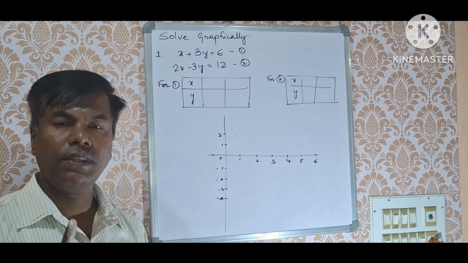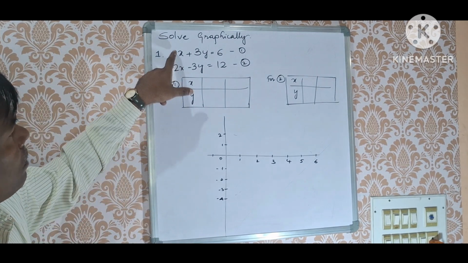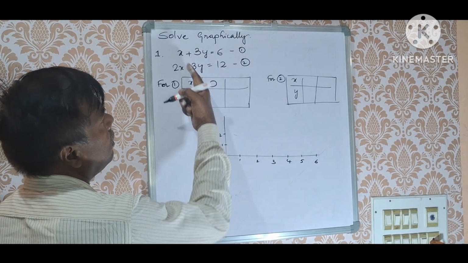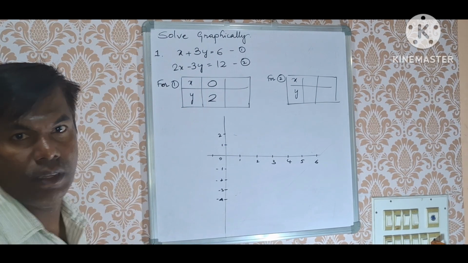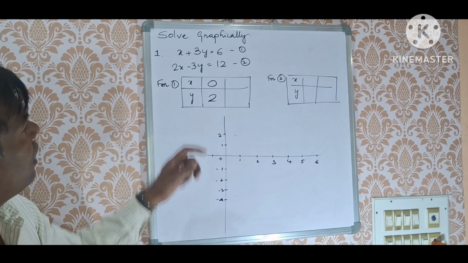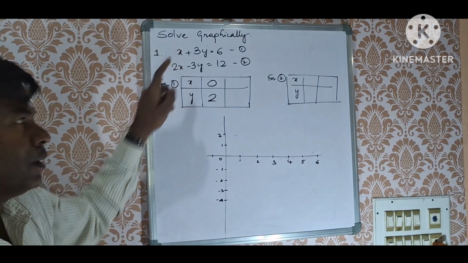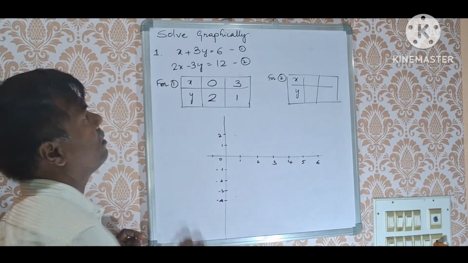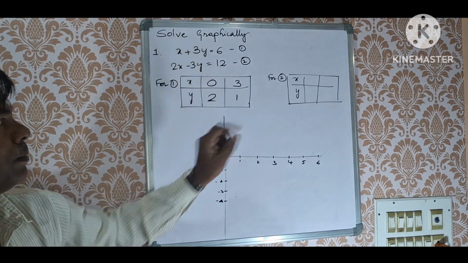We have to draw the graph. Then we have to find the intersection points. How to find the points? For the first equation, I put the value of x as 0. If I put 0, I will get y equals 2. This is one point. And if I put x equals 3, I am getting y equals 1. If I put 3 here, 6 minus 3 is 3, 3 by 3 is 1.